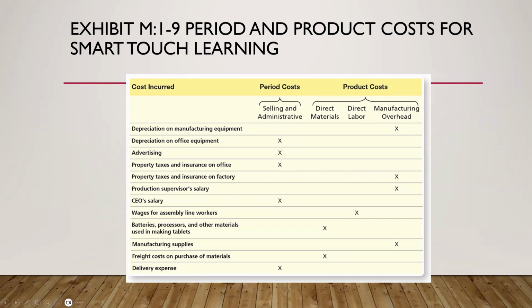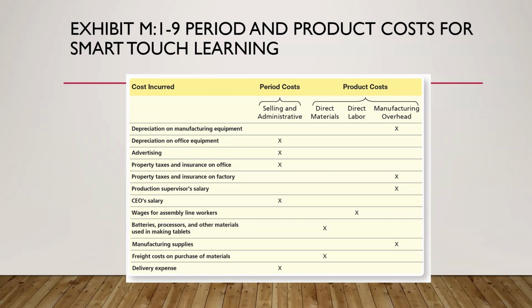You have the wages for assembly line workers, direct labor. You have batteries, the processors, and other materials used in making the tablets, which are your direct materials. Then you have your manufacturing supplies, your freight costs and purchases of materials. Then you also have delivery expenses, which is under period costs, selling and administrative.